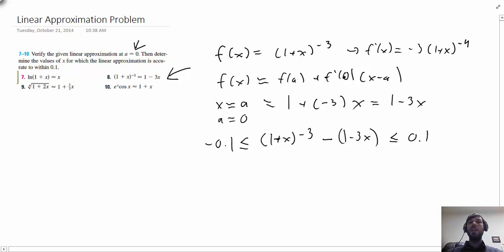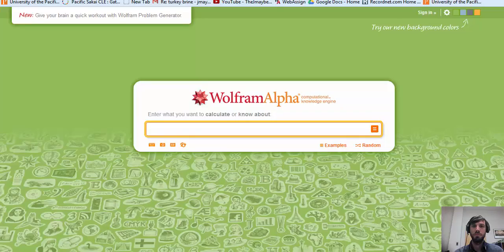To investigate problems like these, I'm going to introduce you to an online tool called Wolfram Alpha, which can be useful for quickly plotting functions and getting an idea of what they look like. If you just Google Wolfram Alpha, you'll get a link which will take you to this page, and it says, enter what you want to calculate or know about, a very broad sweeping statement. And actually, Wolfram Alpha is fairly powerful in terms of what you can do quickly and relatively easily.